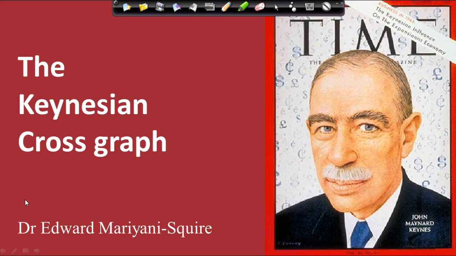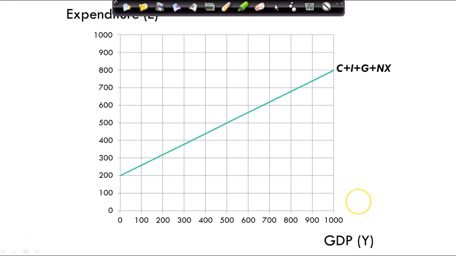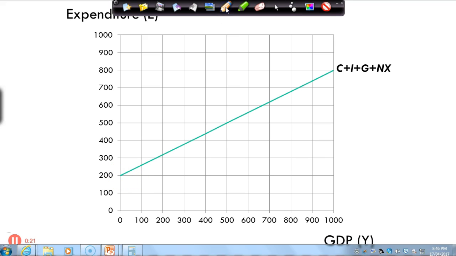Okay, so now let's look at the Keynesian Cross model in graphical form. So here we have the expenditure line for our model. And we can see that on the vertical axis, we've got total expenditure. On the horizontal axis, we've got real GDP, which we're representing with the letter Y.